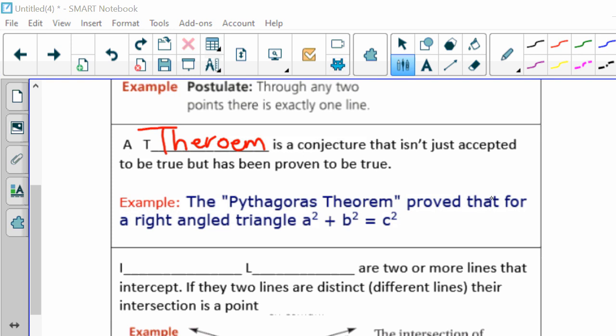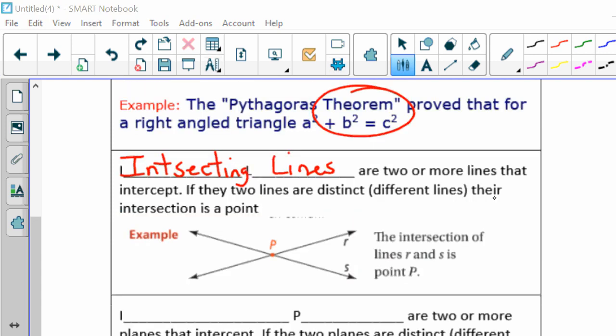Theorem. A theorem is a conjecture that isn't just accepted like a postulate is, but it's been proven to be true. Like somebody's written what we call proof, and we will be doing that this year for multiple things. One of the more famous theorems that you've probably already worked with is the Pythagorean theorem, which means that there's somebody out there that's proven that to be true. We don't just accept it, it's actually been proven.